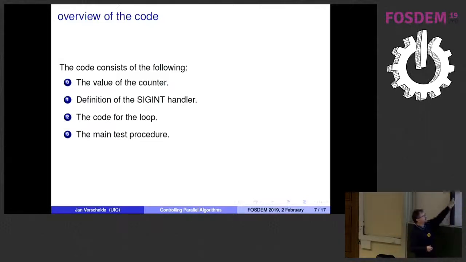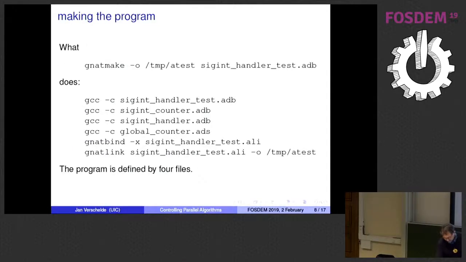Then you have the actual computation, which is the code for the loop. And then you have a main test procedure. That's the name of the main test procedure over there, the sigint handler test. If you run gnatmake on it, the other files are then compiled, and finally you have the final executable, the test. So four files define this example, although you could have put everything in one file. A good practice of object-oriented programming is to always plan for extension, so I put everything that was logically different in different files.